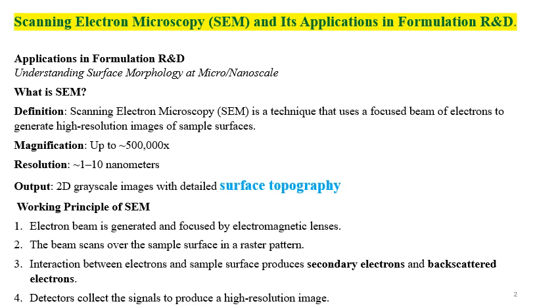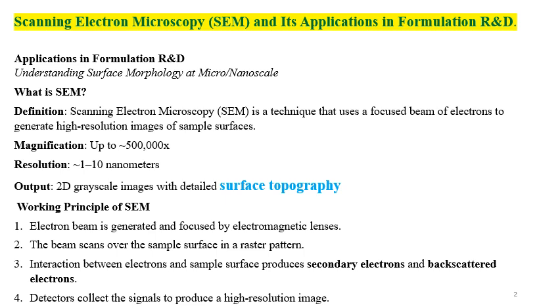So how does this SEM work? In this, an electron beam is generated and focused by electromagnetic lenses. The beam scans over the sample surface in a raster pattern. Interaction between the electron and the sample surface produces secondary electrons and backscattered electrons. The detector collects the signals to produce the high resolution image.